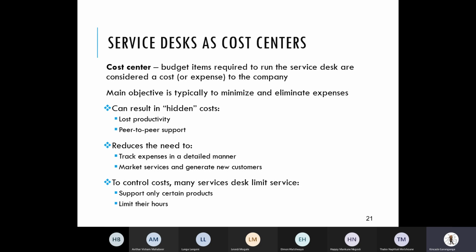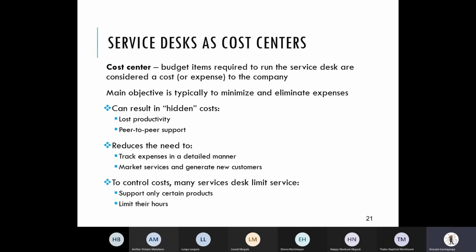So it can result in what they call hidden costs, which is obviously loss of productivity. If you lose productivity, obviously you lose revenue, right? You've got the peer-to-peer support. And it literally looks at reducing the need to track expenses in a detailed manner, and ultimately market services and generate new customers in that regard.